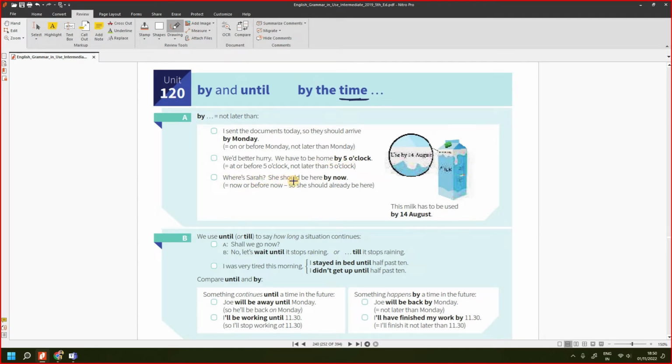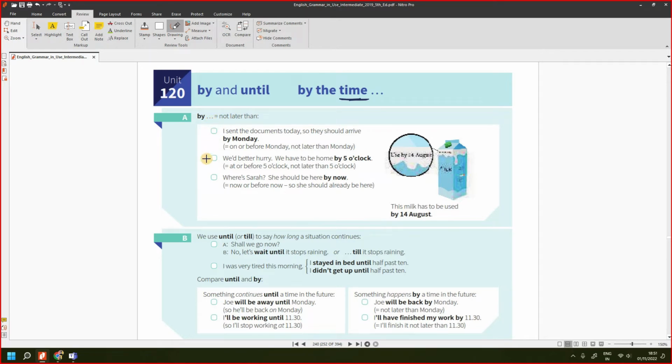Where is Sarah? She should be here by now. So by now means not later than this time. Immediately, she has to be here. In any product you buy, there is an expiry date, right? So in that case, this milk has to be used by 14th August. Anything that refers to a particular time and not later than that, you indicate with the preposition by. Okay, good.